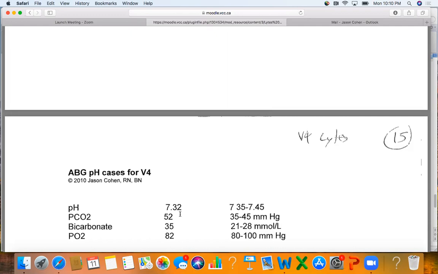What's going on with bicarbonate now? It's 35. That's high. Same question comes out to you, acidic or basic? Well, we know bicarb is a basic player. So if it's high, then it's having a relatively basic effect on the body. So write basic beside the bicarb.